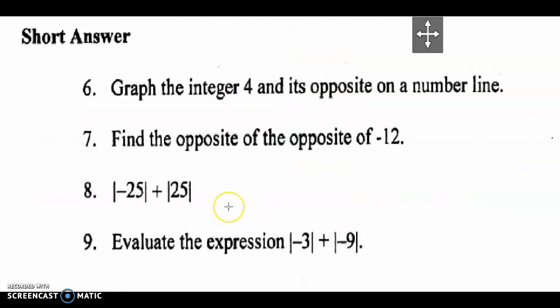Alright, so this next one on number 6 talks about graphing the integer 4 and its opposite on the number line. So what is the opposite of 4? We know 4 is 4, right? So the opposite of 4 is going to be negative 4. And all we have to do is graph it on the number line.